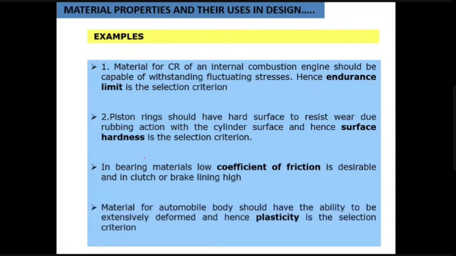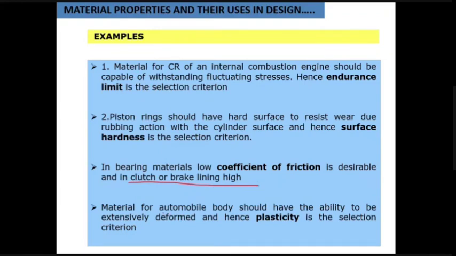Okay, and see in bearing materials, low coefficient of friction is desirable, and in clutch or brake lining, high coefficient of friction. See, the clutch plate is basically a friction plate, and brake liners are basically friction pads. So there obviously you require a high coefficient of friction. Otherwise, the brake will not get applied. Otherwise, the clutch will not get engaged. But in bearings, the bearing has to rotate at a specific speed. So there has to be a low coefficient of friction. Okay. So friction is the selection criteria.